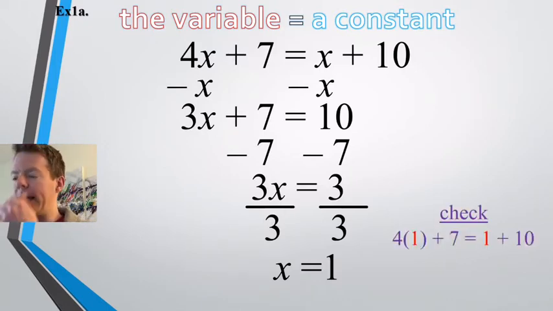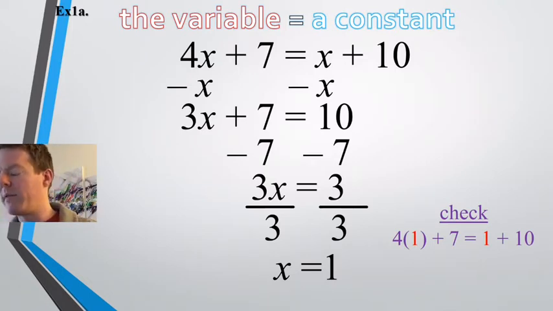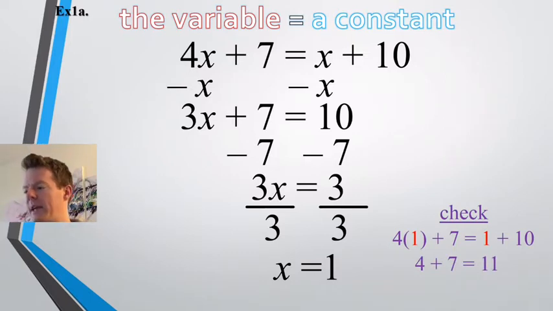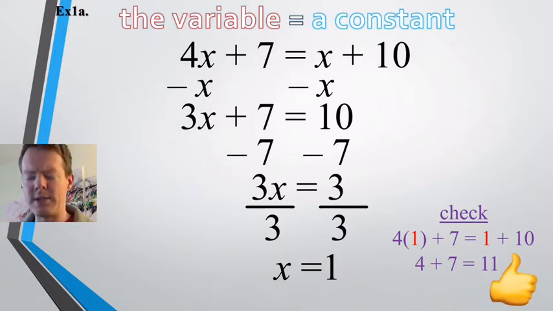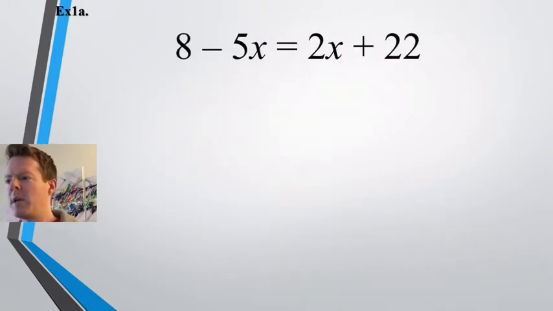And just to double check it, I can plug that 1 back into the original equation. So 4 times 1 plus 7, is that equivalent to 1 plus 7? Well, 4 plus 7 is equal to 11. Yes, that is a good to go equation. My solution is correct. I know that, okay?